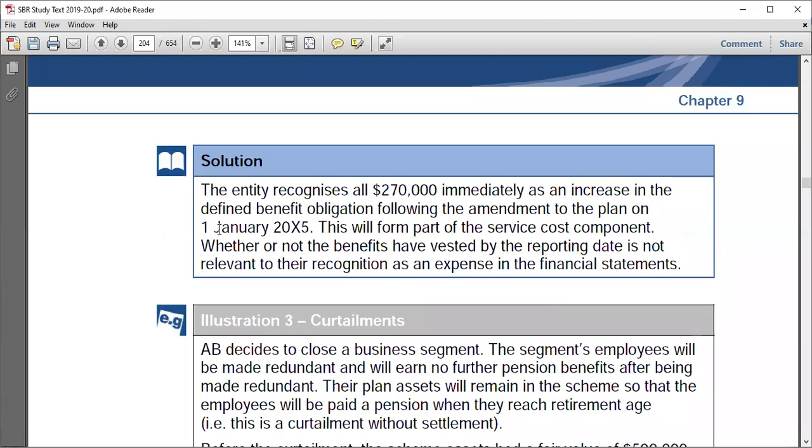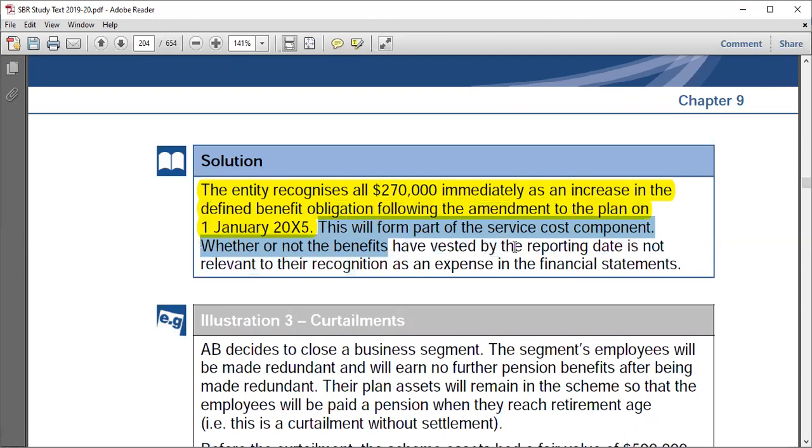This is what we do. The solution says the entity recognizes all 270,000 immediately as an increase in the defined benefit obligation following the amendment to the plan. Do you know why we did this? We are doing the past service cost. So if it's a past service cost, we expected it to have been included in the past periods. But since we have known it all right now, we can just include it all, right? So that's why we say this will form part of the service cost component because it's about the plan amendment. We said the past service cost would be due to plan amendment or curtailment, right? So this will form part of the service cost component.